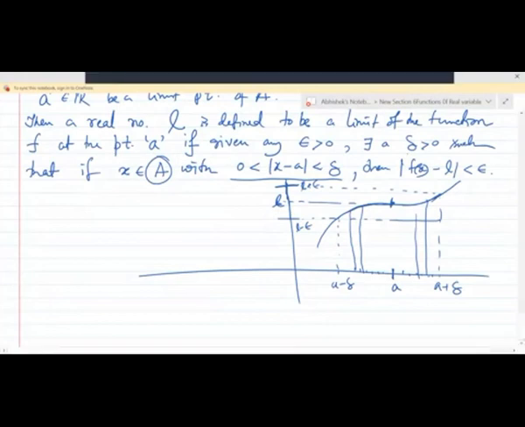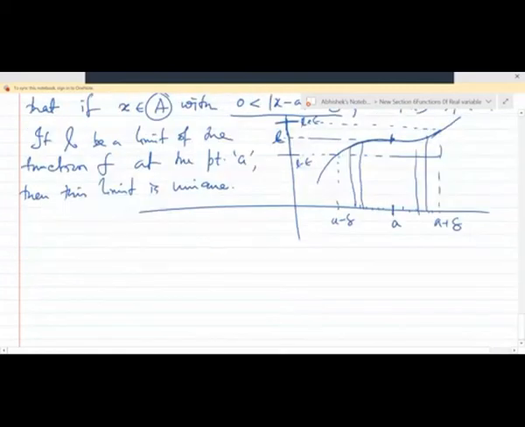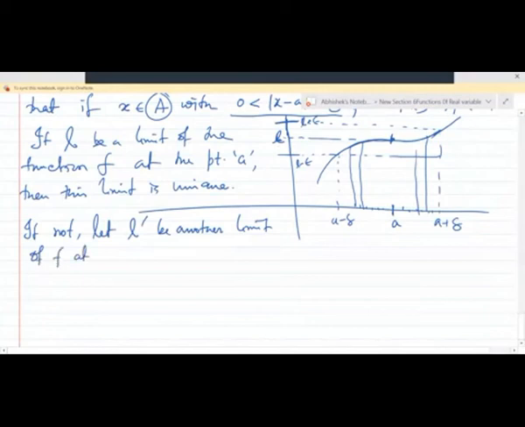So if small l is a limit of the function f at the point small a, then this limit is unique. Why? Because if not, then let L dash be another limit of f at a.